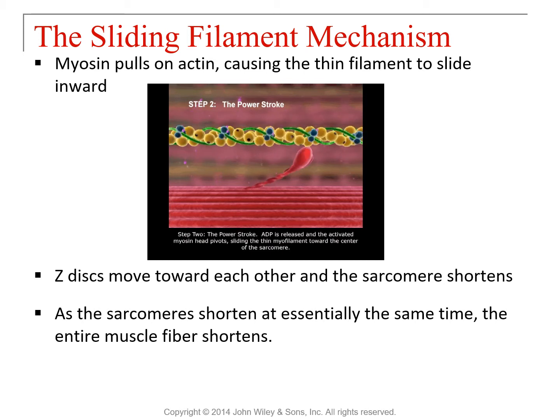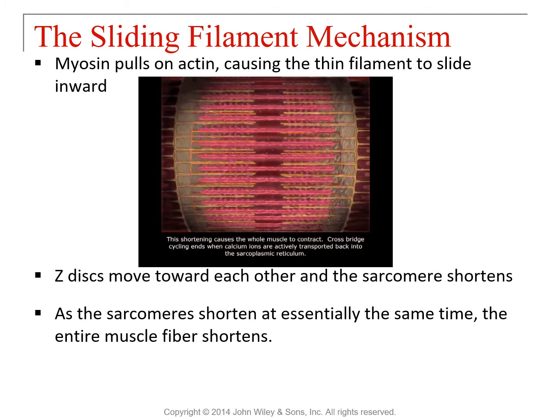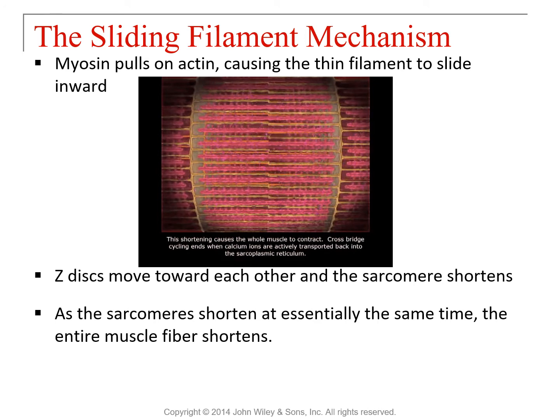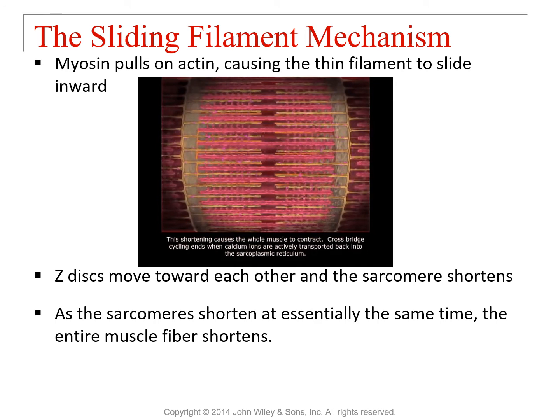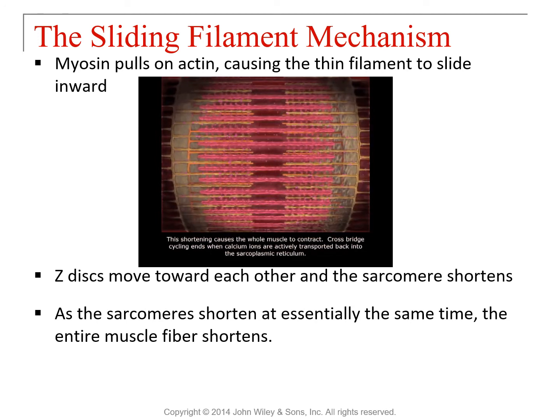And so basically the thin filaments, because they're attached to the Z discs, when they're pulled in towards the M line of the sarcomere, that's going to pull the Z discs in towards the M line. So basically, the sarcomere is going to shorten. So as you can see here, those Z discs actually get moved towards one another, and the sarcomere is going to shorten.